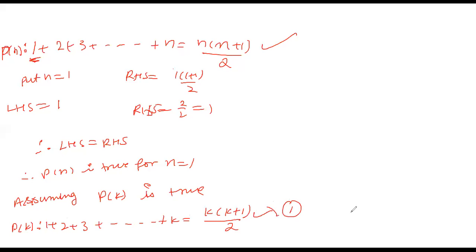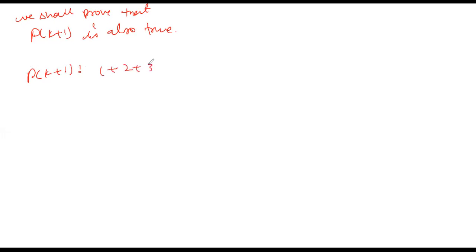Next, the third step is: P of k plus 1 is also true. We shall prove that P of k plus 1 is also true. What is P of k plus 1? I'm taking only the LHS here. What is given? 1 plus 2 plus 3 plus so on plus k. I'm writing it. What will the next term be? The k term becomes k plus 1.